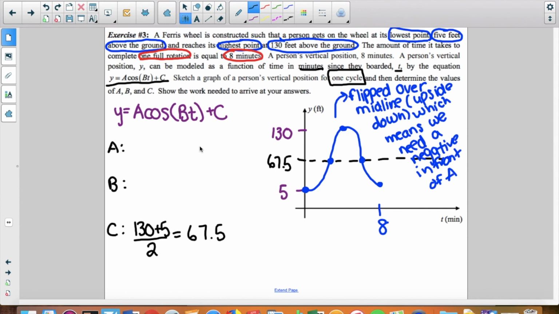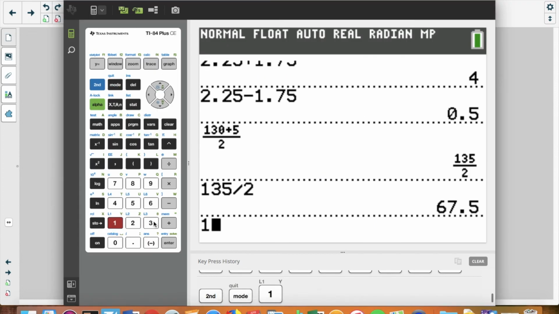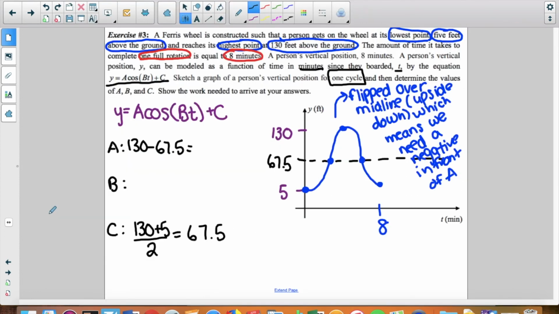So the amplitude, you could take your maximum or your minimum. I'm going to take the max and subtract the midline. Okay, so we have 130 minus 67.5. We get 62.5. So 62.5 is our amplitude.